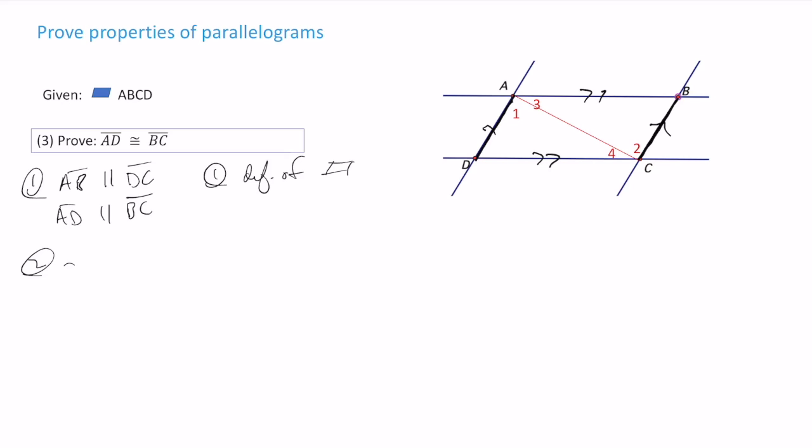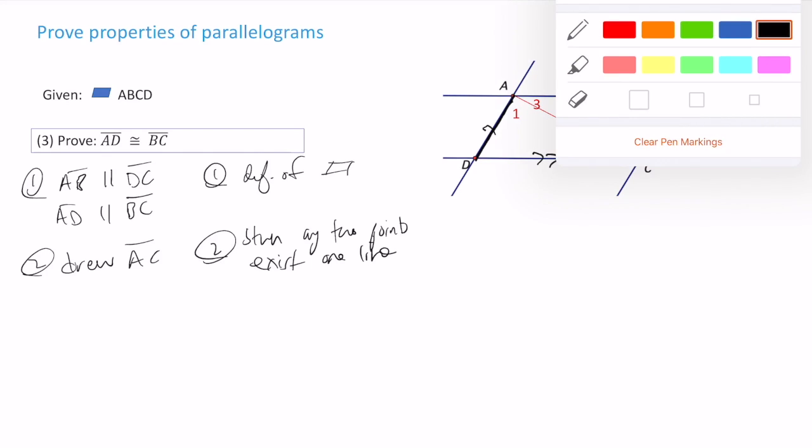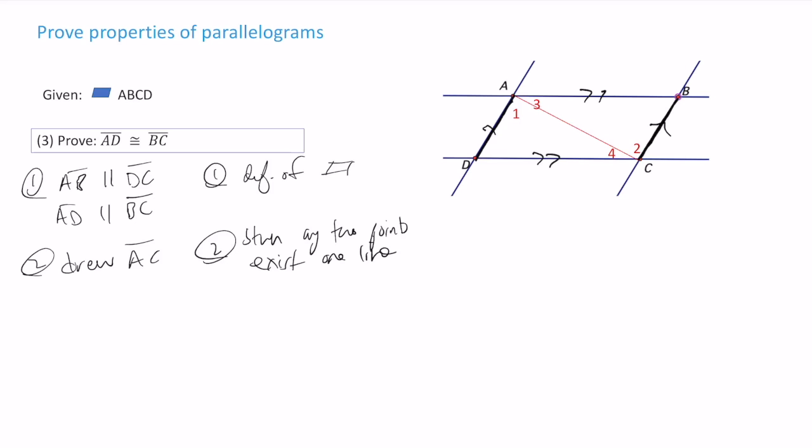So draw AC, and that's because between any 2 points there exists one line. All right, so now what we're going to do, you might already be thinking this, we're going to prove the triangles are congruent. And once we prove the triangles are congruent, we can prove that any of their corresponding parts are congruent. And the way we're going to prove the triangles are congruent is by just looking at the angles.